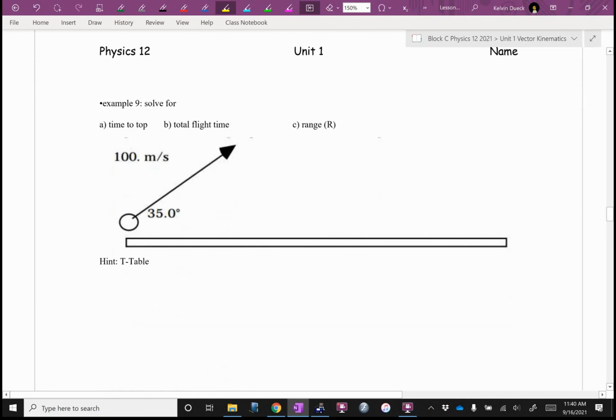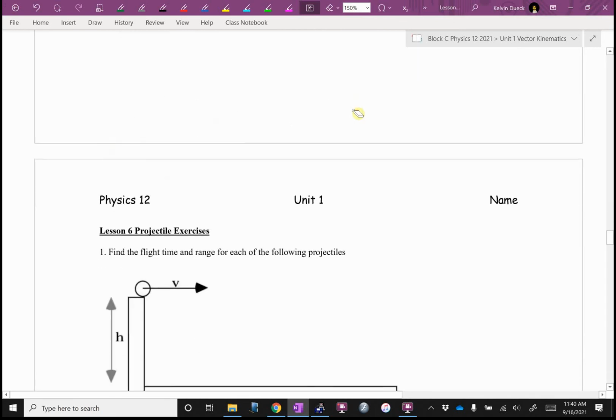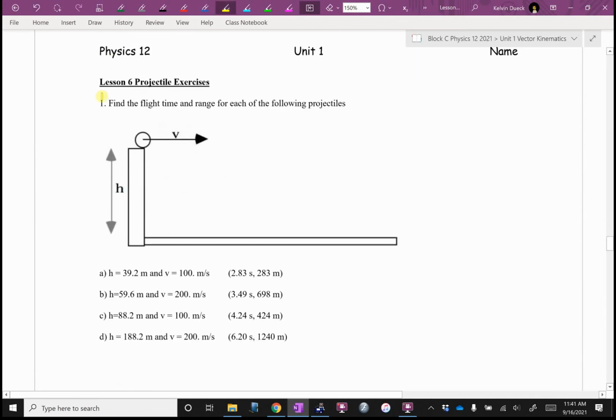Example 9. I'm not going to quite finish this before the tone goes. We're going to break this into chunks, but for now, you can certainly do question number 1, which is a bunch of different horizontal projectiles. They're all that diagram there. You can start that for homework, and we're going to add way more tomorrow.